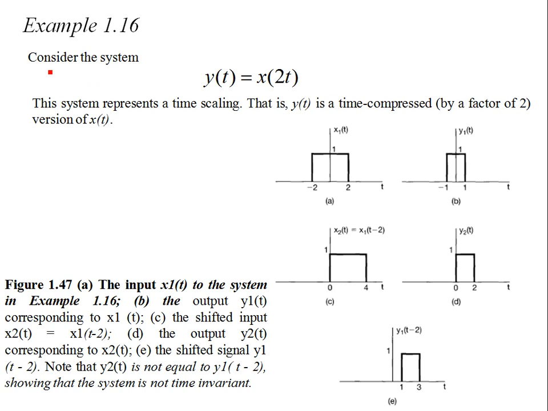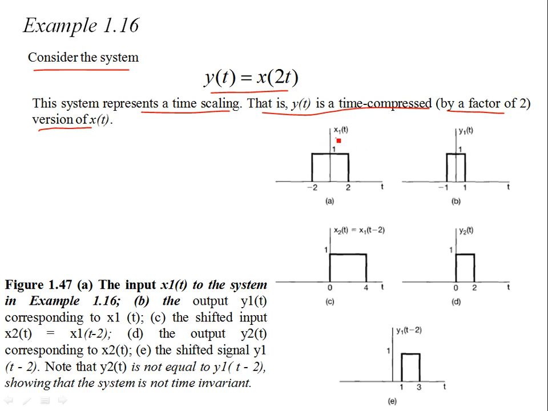Now let's consider another system. This is a continuous time system, y of t equals x of 2t. You can see that this is a time compressor. The system is compressing your input by a factor of 2, so this represents a time scaling. That is, y of t is a time compressed by a factor of 2 version of x of t.